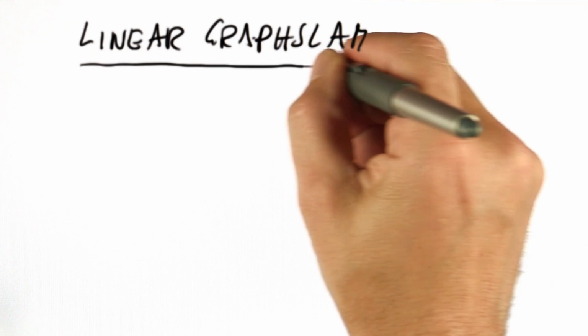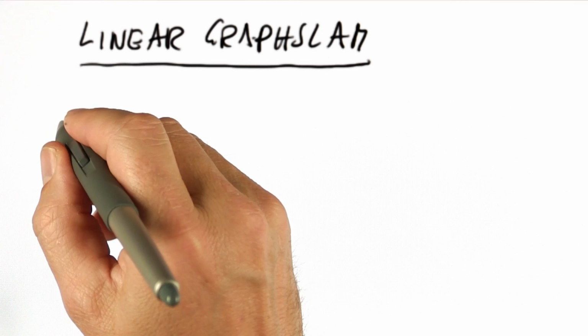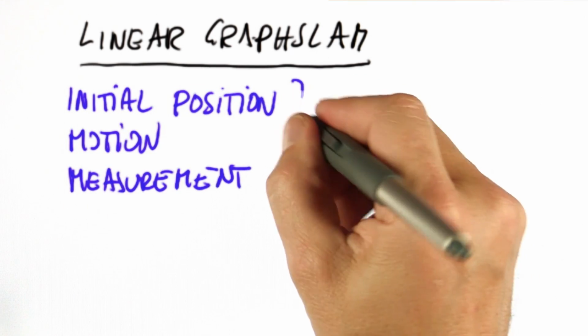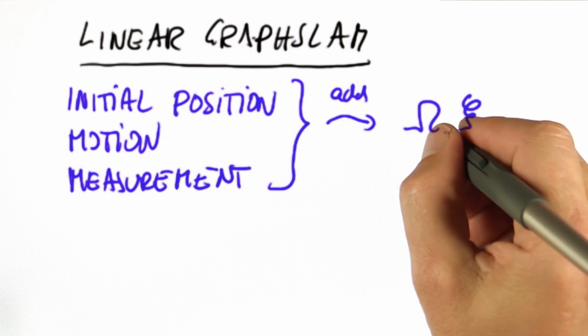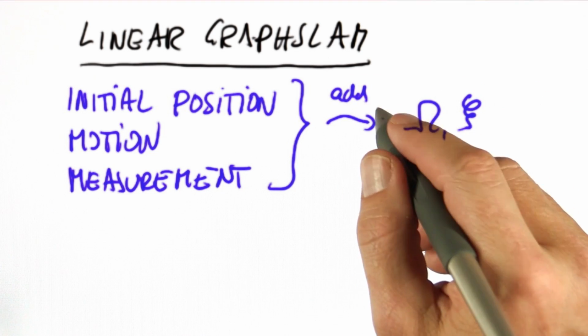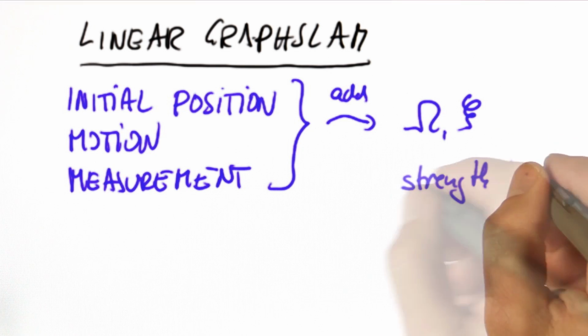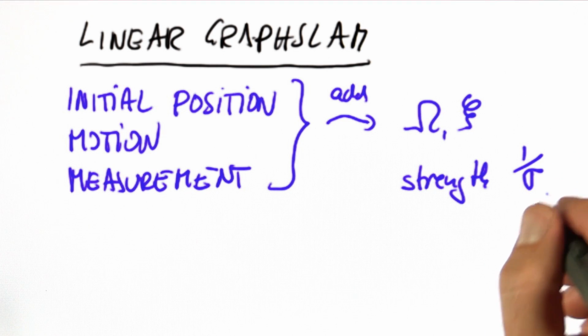So now we learned all about linear graph SLAM, and that's quite a bit. And it's really simple. Every time there's a constraint, initial position, motion, or measurement, we take this constraint and add something to omega and xi. And what we add is the constraint itself, but it's multiplied by a strength factor. There's nothing else but 1 over sigma, the uncertainty in motion or in measurements.